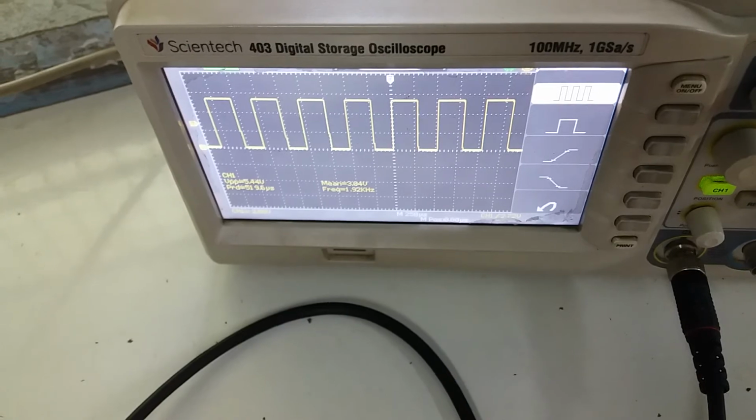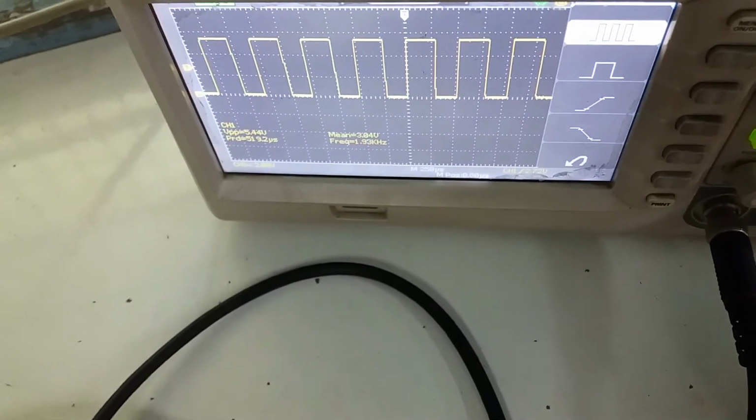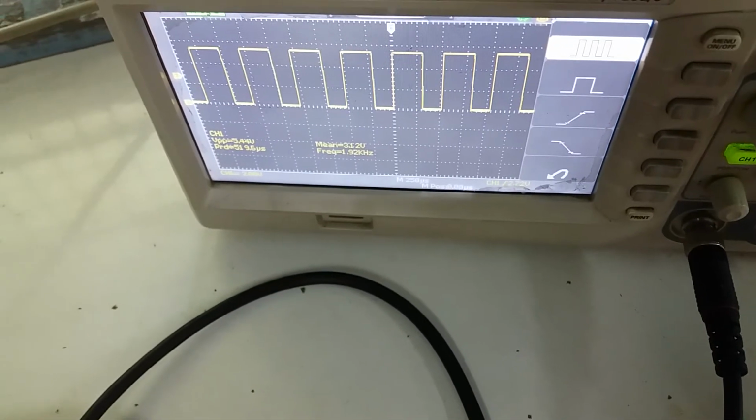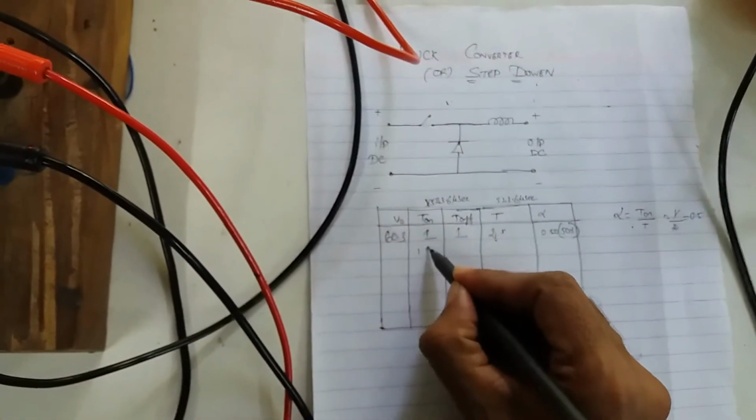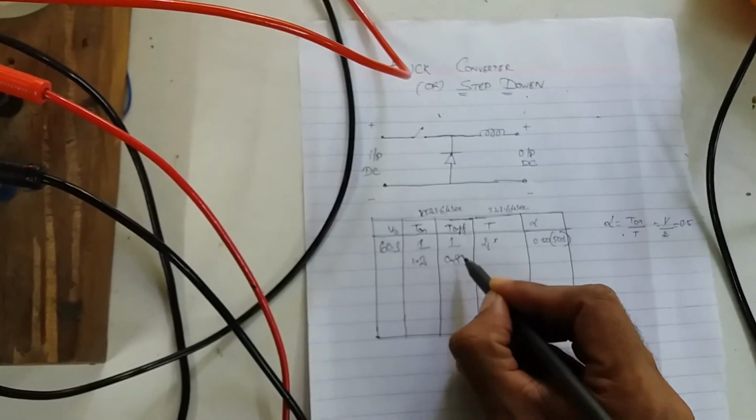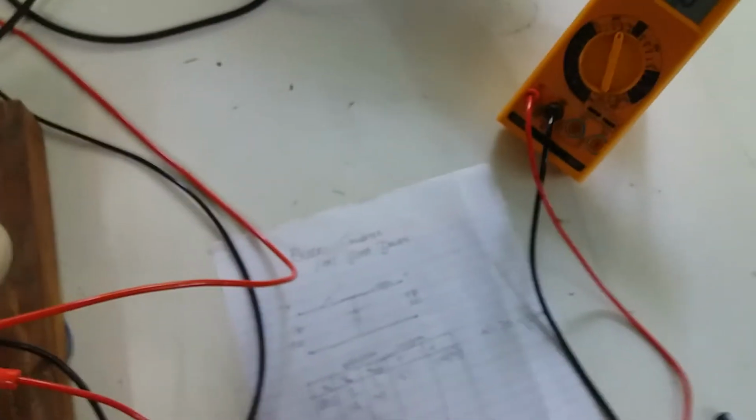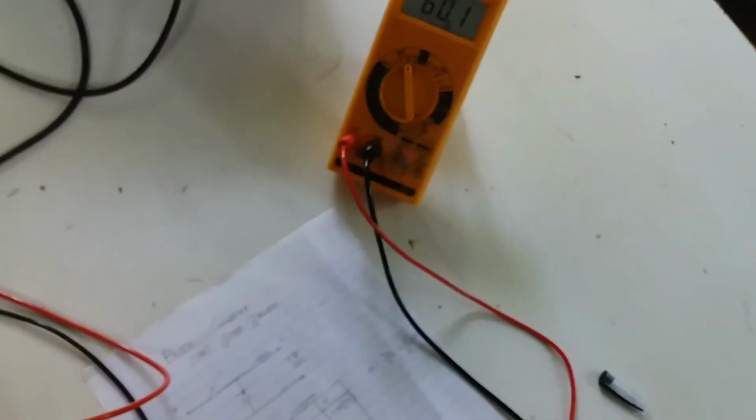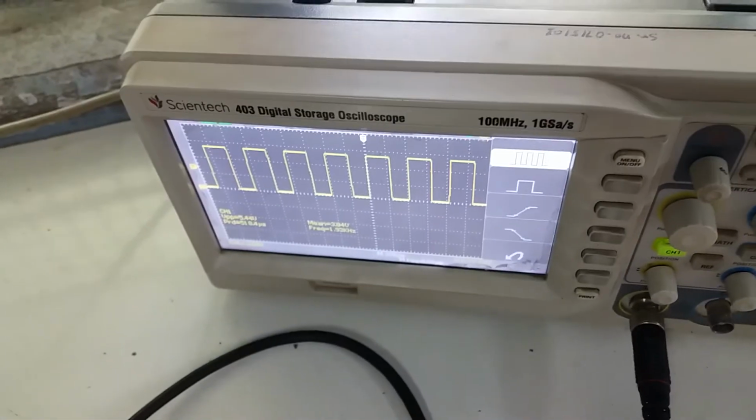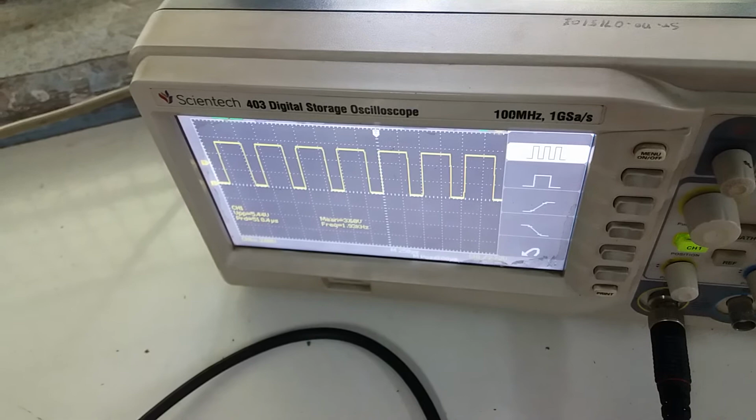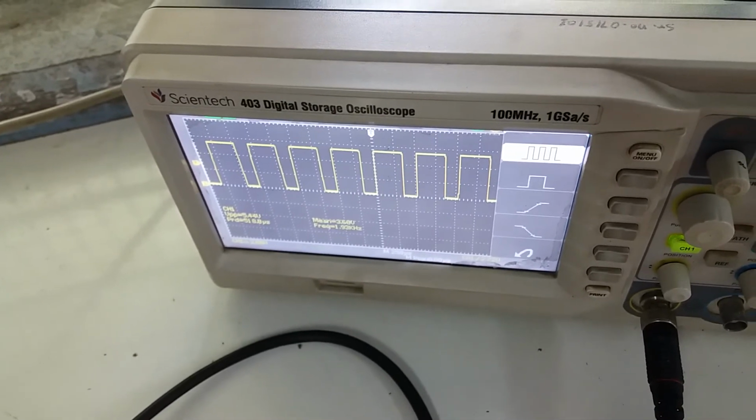Okay, so what is my on time? My on time is 6 lines. There are totally 6 lines, so 1.2 is my on time. So with 1.2 my on time, 0.8 is my off time period. Then what is the voltage? 60. Then further I am going to vary. So what is the value now?